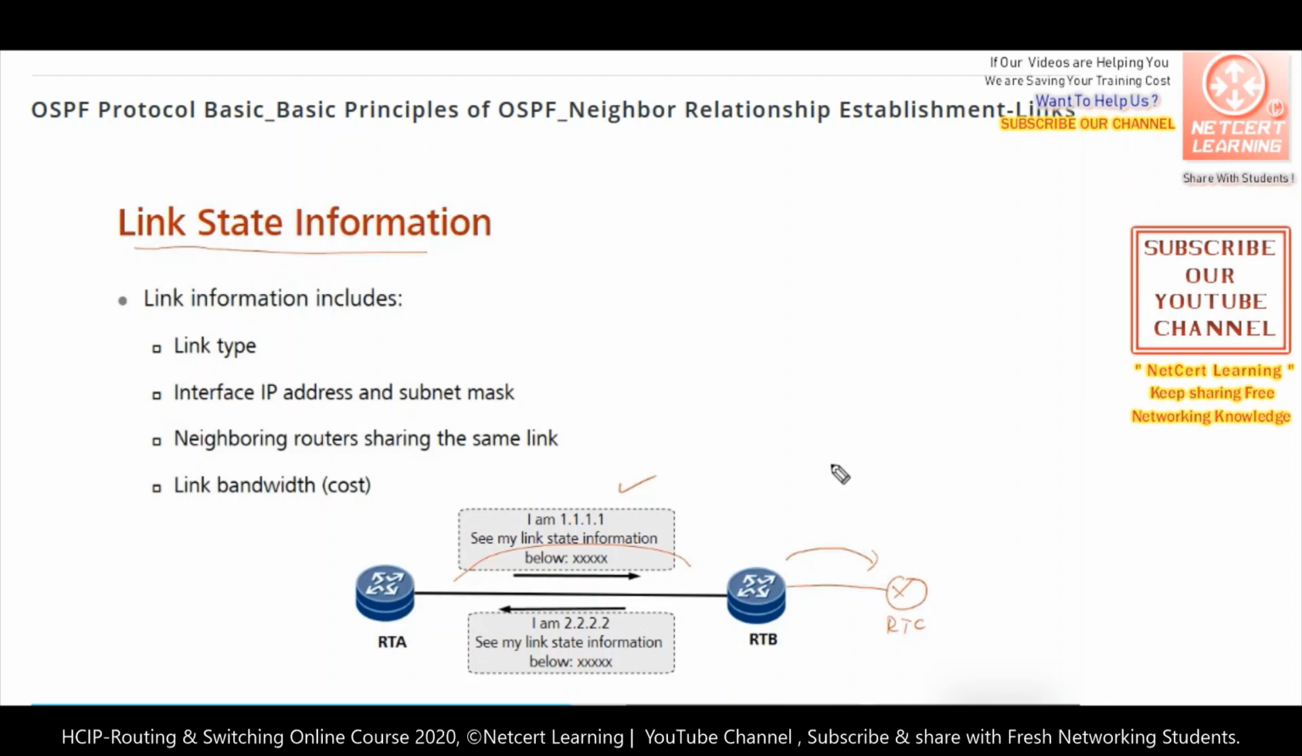Now, link state information includes the link type. We have the interface IP as well as the subnet mask, who the neighbor is that shares the same link, as well as the cost. I will go into more detail on how to calculate the link cost in OSPF, but this is the information in our link state advertisement.